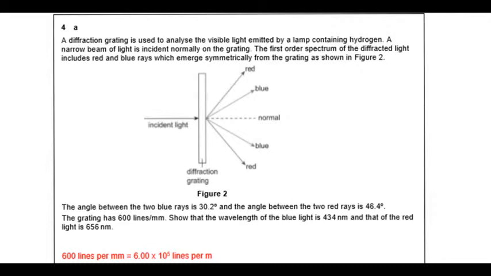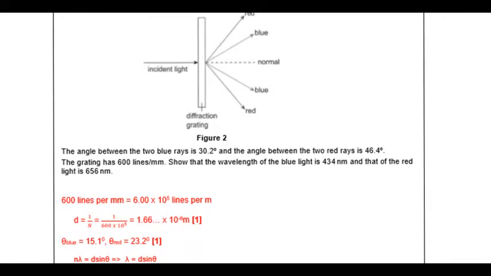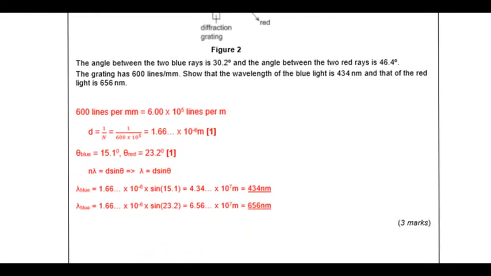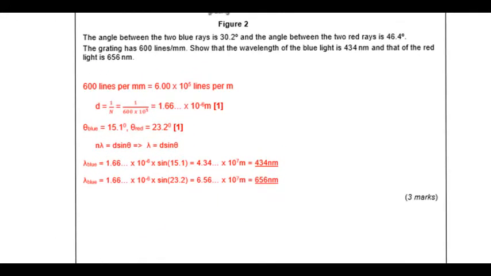We've been given a bit more information, so we know the angle between the two blue rays and the angle between the two red rays. That will allow us to figure out what the angle of each of those orders is from the central maximum. And we know the number of lines per millimeter on the diffraction grating, which will allow us to figure out the slit separation. So that's what I've done first. I've figured out what the slit separation is.